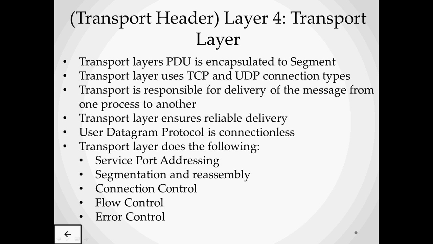Layer 4 is the transport layer. The transport layer's PDU is encapsulated to segment. The transport layer uses TCP and UDP connection types. The transport layer is responsible for delivery of the message from one process to another. It also ensures reliable delivery from the host to the client and vice versa. User datagram protocol is connectionless. The transport layer does the following: services port addressing, segmentation reassembly, connection control, flow control, and error control.